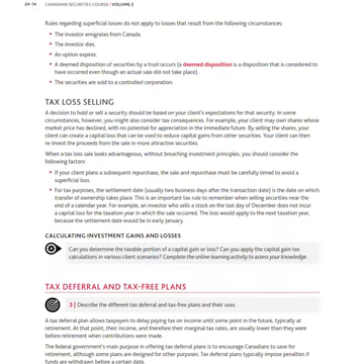Rules regarding superficial losses do not apply to losses that result from the following circumstances. The investor emigrates from Canada. The investor dies. An option expires. A deemed disposition of securities by a trust occurs. A deemed disposition is a disposition that is considered to have occurred even though an actual sale did not take place. The securities are sold to a controlled corporation.